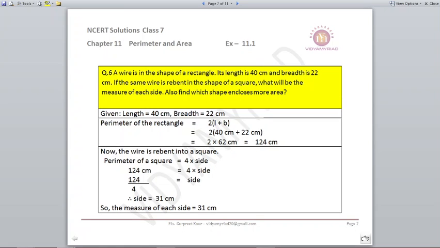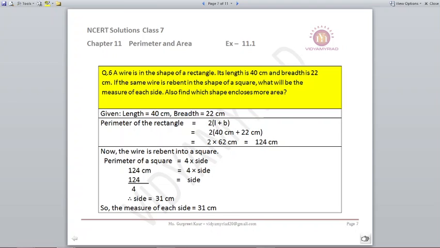Question number 6. A wire is in a shape of a rectangle. Its length is 40 centimeters and breadth is 22 centimeters. If the same wire is rebent in a shape of a square, what will be the measure of each side? Also find which shape encloses more area.